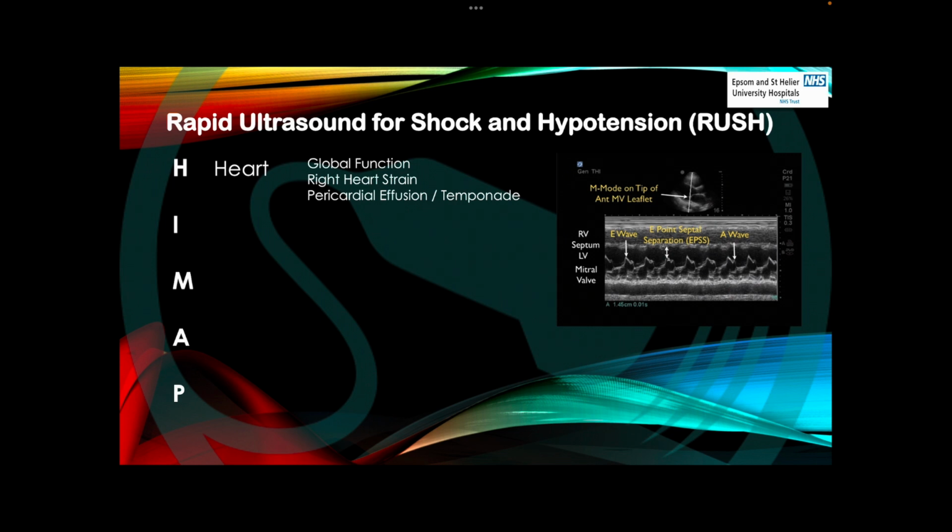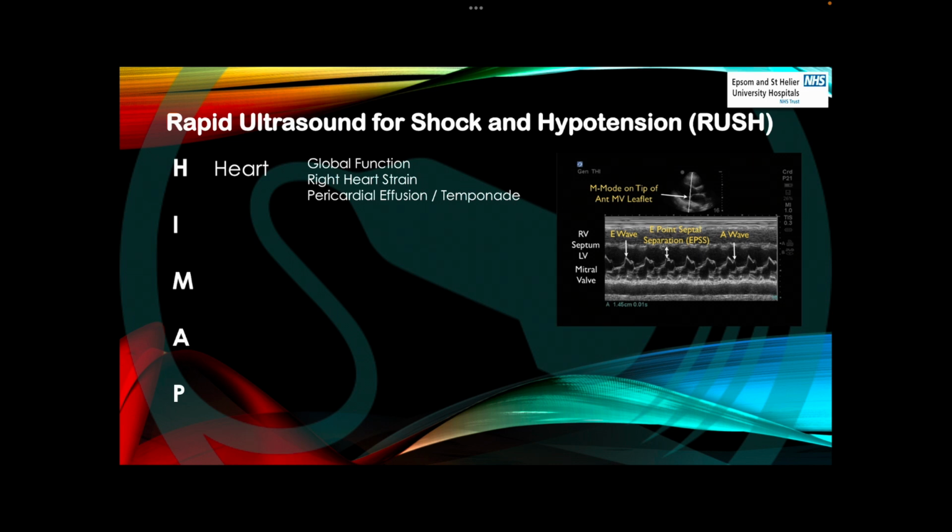Now, always in the global function we look at what we call E-point septal separation. If we take the M mode and take the line that crosses the mitral valve, what we are going to see is this wave. This is the wave of the mitral valve. This wave has an E point and there is an A point. So these are 2 points in the mitral valve wave.